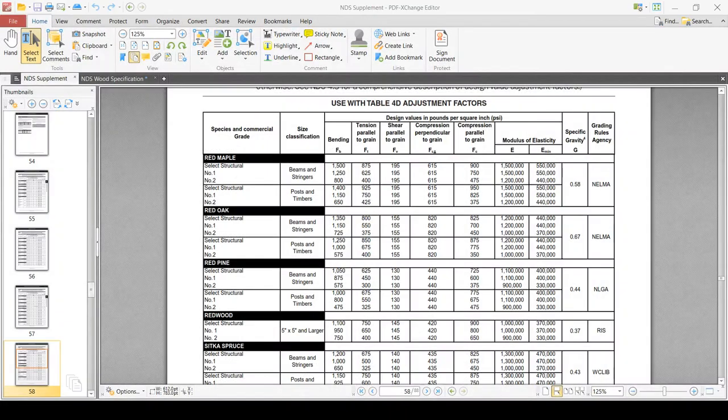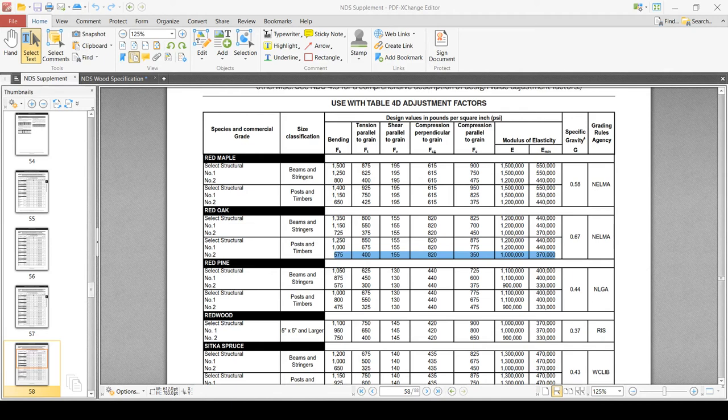Okay. So going back here, we're looking at red oak, select structural number 2, this time posts and timbers. Looking at our values, it's just going to be a straightforward exercise in copying those over. So FB, the bending stress, is going to be 575 psi. Tension parallel to grain is going to be 400 psi. The shear stress is going to be 150 psi, or 155 psi.